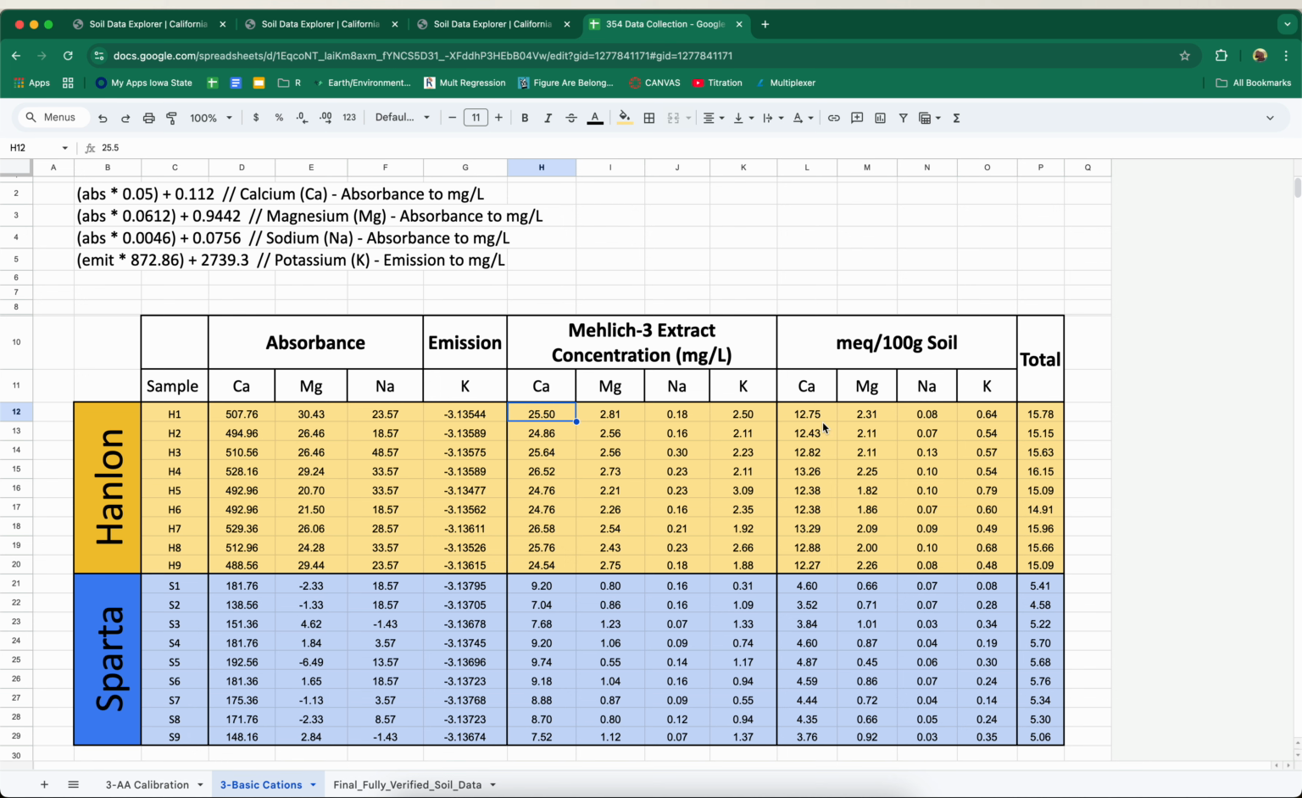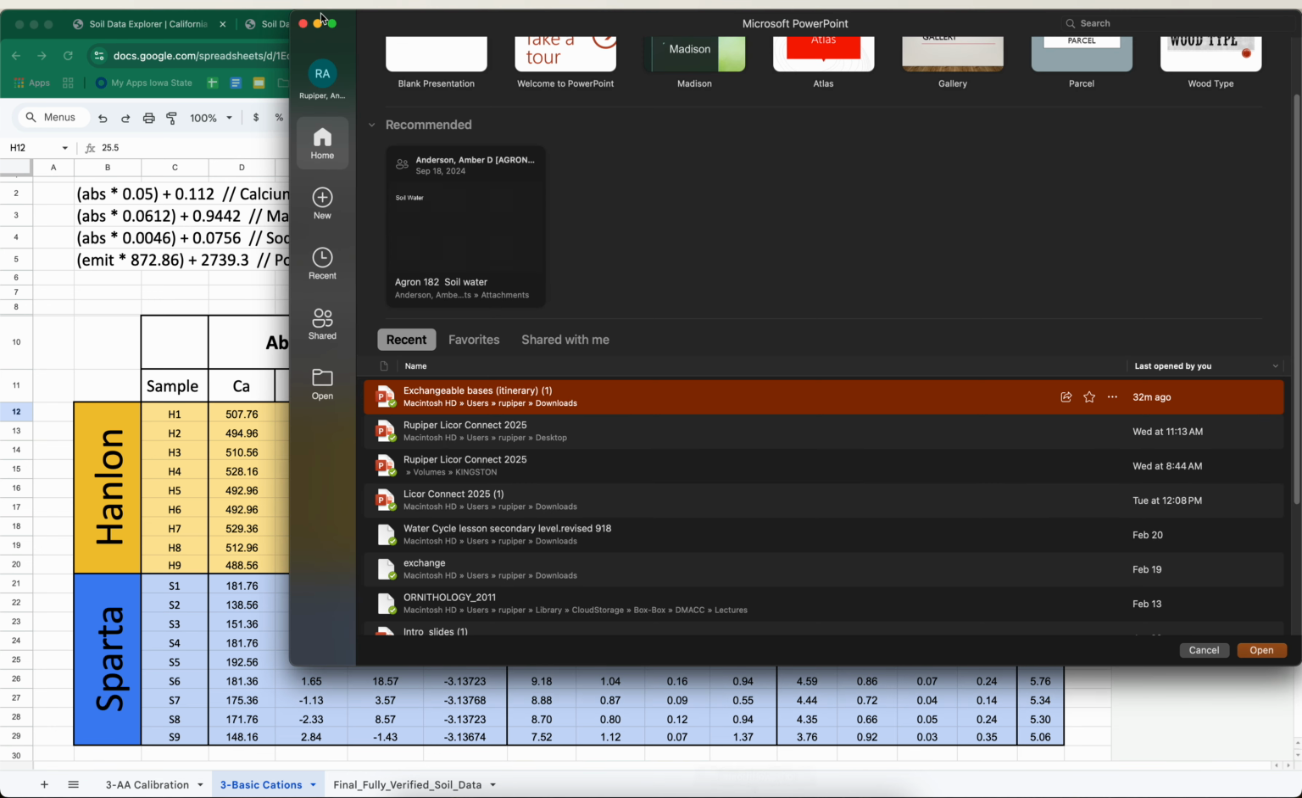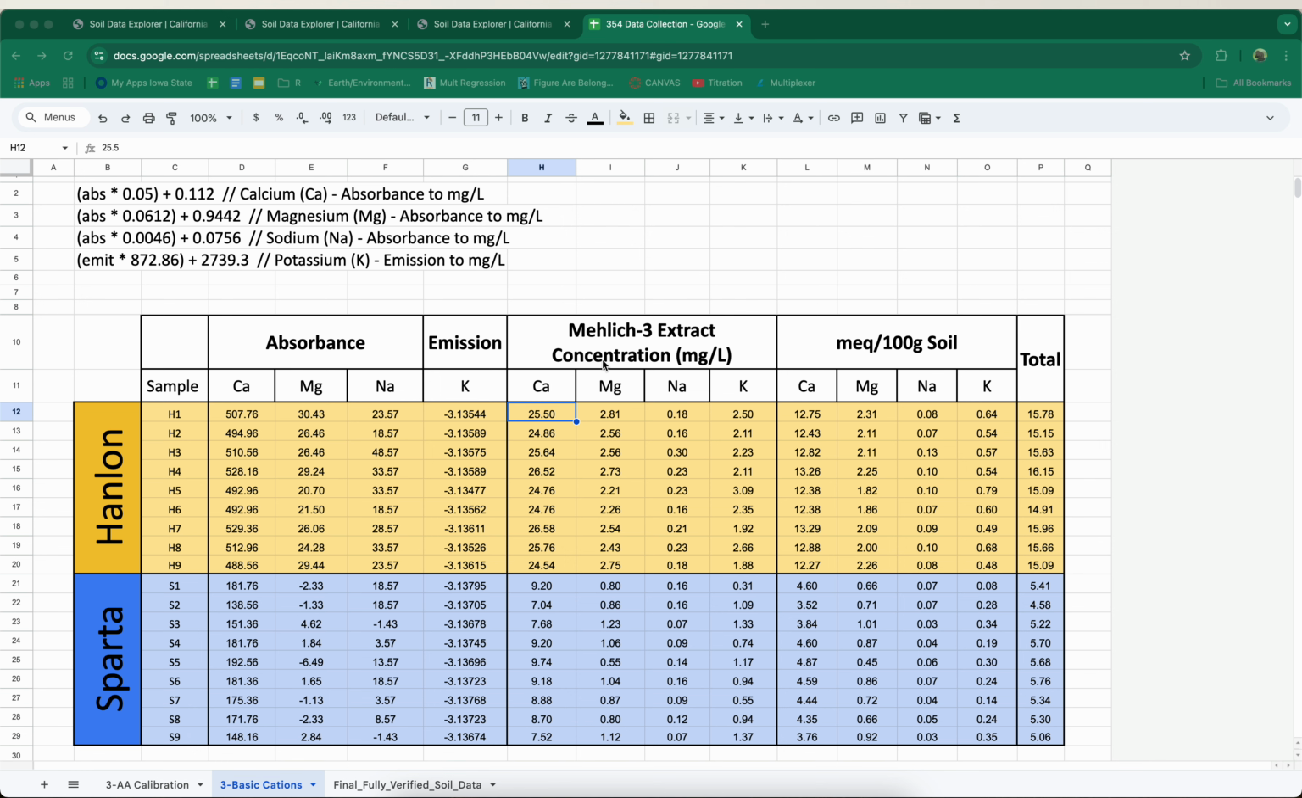And then we do one more bit of converting here, and we get to a milliequivalent per 100 grams of soil. That was that long equation that we had in white that varied by each of the different valences and atomic weights. So that's built into that next cell jump. So for example, for this H1 soil for calcium, this absorbance is the only thing that we outputted from a device. Everything else moving across is calculated either through that slope from our standard curve or alternatively through just a unit conversion from milligram per liter to milliequivalent per 100 grams of soil.